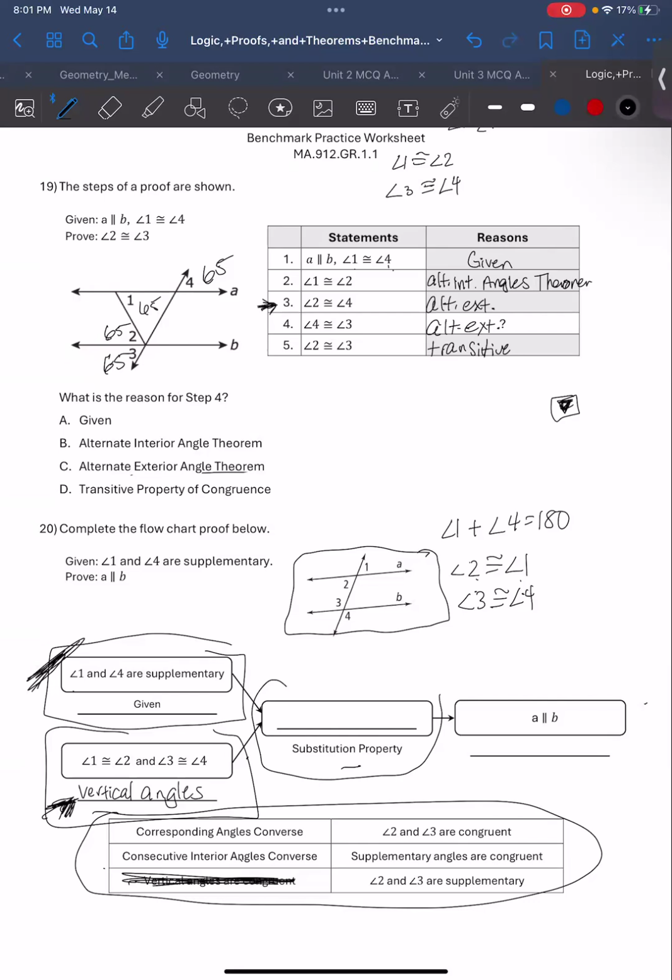So you substituted 1 and 4 with 2 and 3. Yes, because they're kind of the same thing there. Gotcha. But you see what I'm saying? The bottom parts here on the lines, the given and the substitution property, those are all reasons. They don't talk about the actual proof you're doing. The top is what can change: angle 2 and 3, angle 1 and 4. That's going to change based on what you're proving.